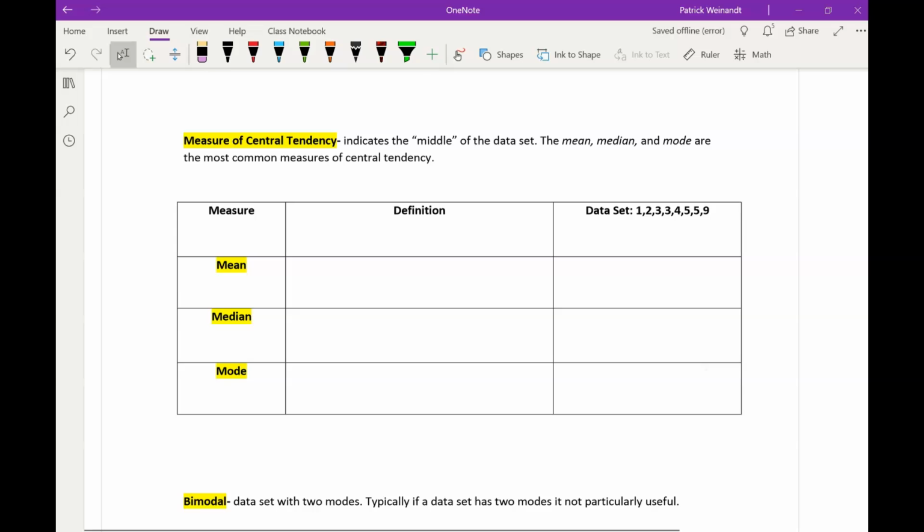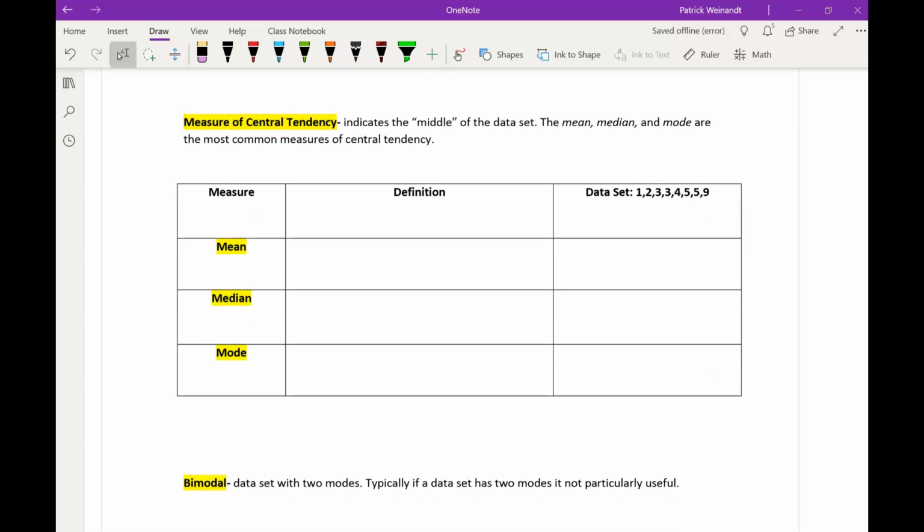So, measures of central tendency indicate the middle of a data set. The mean, median, and mode are the most common measures of central tendency, and those are the ones we're going to use today. Now, you've seen these before, and you might be able to give your own definitions, but we'll just go over these briefly. The mean is the average value of a data set. If you remember, you're just going to add all the values up and then divide by how many there are. That's how you find the average of something.